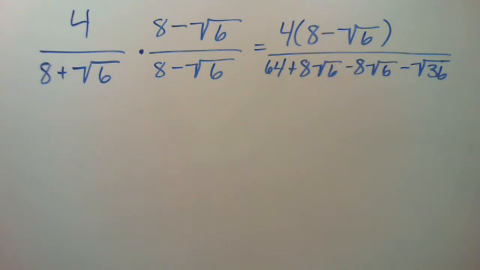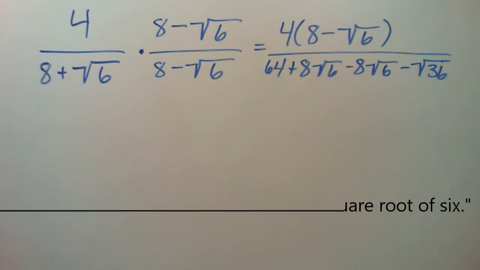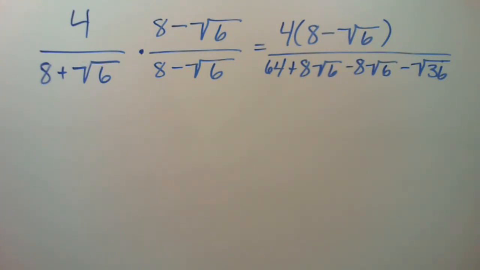Once you multiply the fraction by the conjugate, you will have 4 times 8 minus the square root of 6 over 64 minus 8 times the square root of 6 plus 8 times the square root of 6 minus the square root of 36. Looking at the denominator for a second, you can combine all the like terms and replace the square root of 36 with 6 because 36 is a perfect square. This fraction would then reduce to 4 times 8 minus the square root of 6 over 64 minus 6.